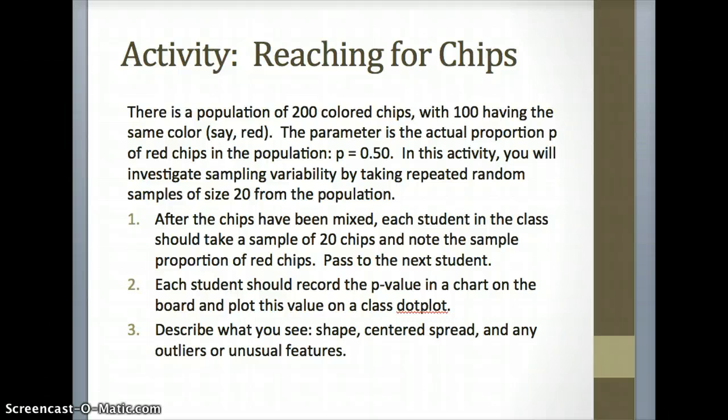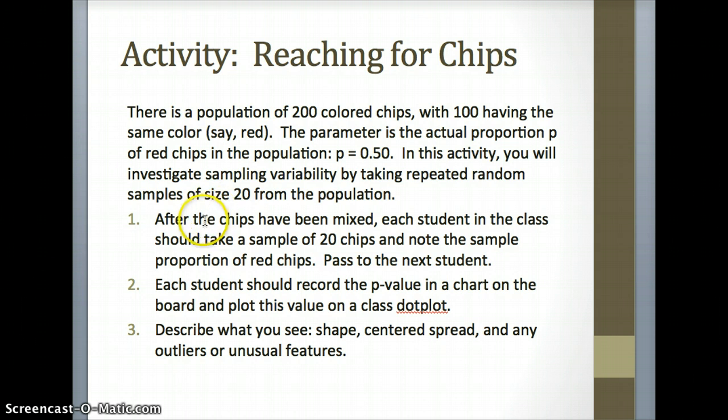I had a big bin and it had 200 colored chips. 100 of them were red. The parameter is the actual proportion of red chips in the population, so therefore your parameter was 0.50. So what we were going to do is everybody was going to take a sample size of 20. Assuming that everybody was in class, we were going to have 20 samples of 20.